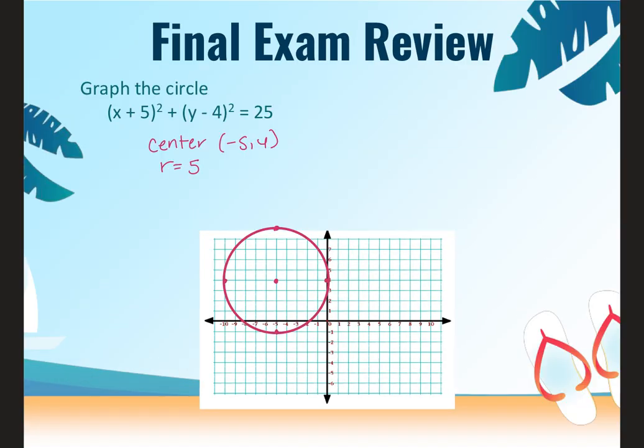Okay. Then came the circle. I think almost everybody got this one right. So you're going the opposite of what follows x, the opposite of what follows y, negative 5, 4, and then square root the 25. Your radius was 5. Plot your center, and then go up, right, down, and left. That r, which is 5.